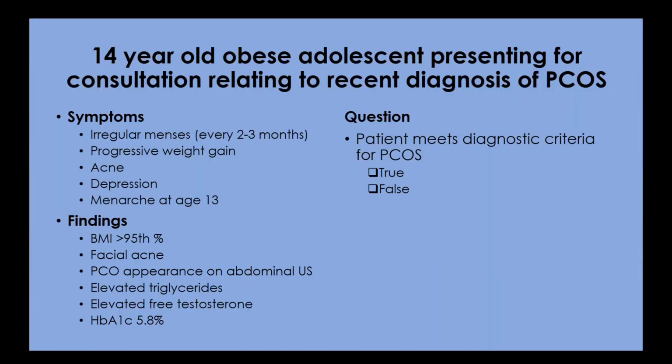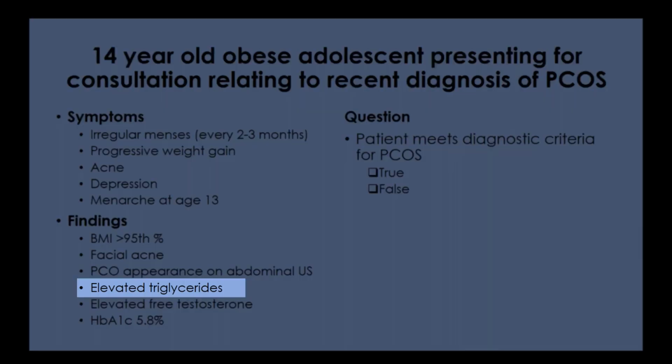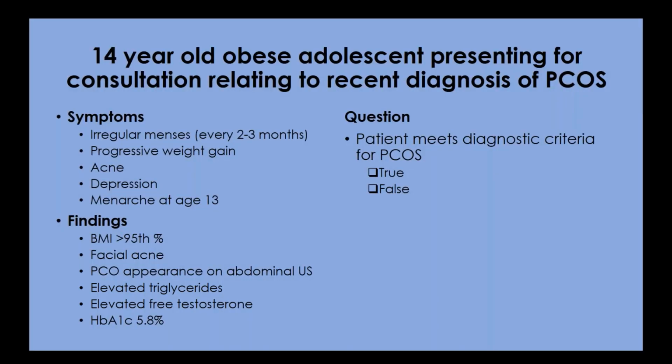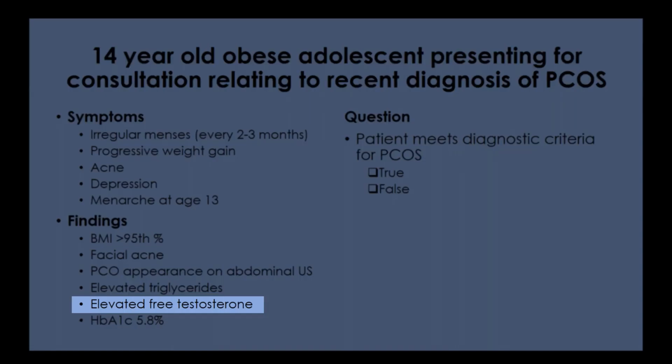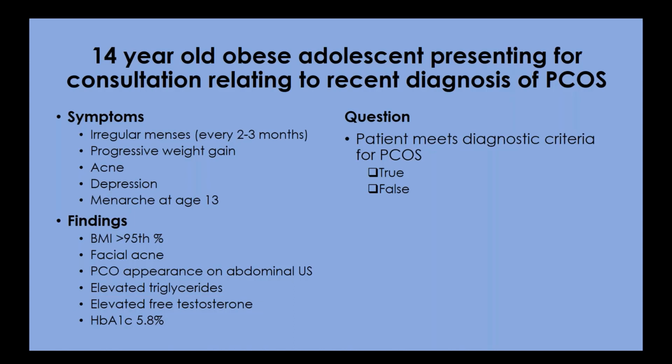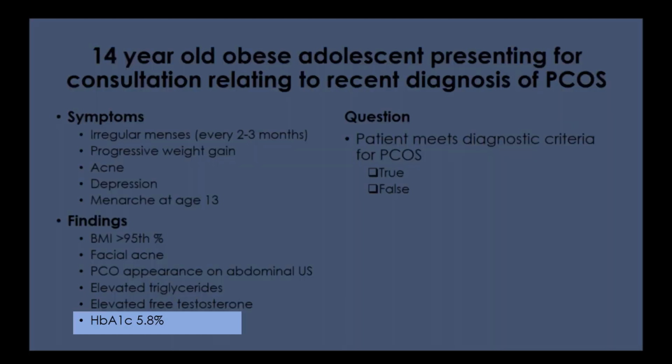She also had undergone some metabolic evaluation by her pediatrician and came in with a report that demonstrated dyslipidemia with primarily elevated triglycerides. Her gynecologist had undertaken some endocrine tests, and there was evidence of elevated free testosterone but normal total testosterone. And a metabolic panel also identified a hemoglobin A1C of 5.8%.